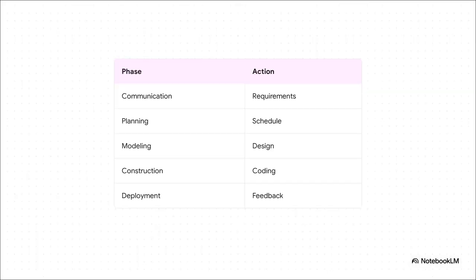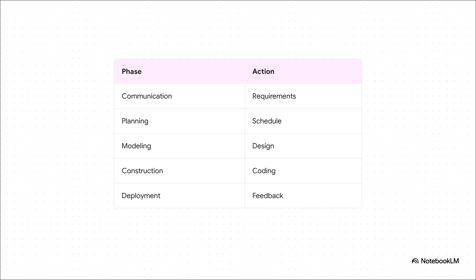Let's unpack what's actually happening inside each phase. First up, communication. This is where you're gathering information and making sure everyone's expectations align with the customer. Next is planning, where you figure out the schedule, budget, and risks to establish a roadmap. Then comes modeling, where you translate those requirements into an actual design. Fourth is construction, which is the nitty-gritty coding and unit testing. And finally, deployment, releasing the software to the world.